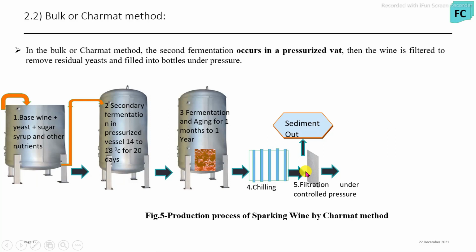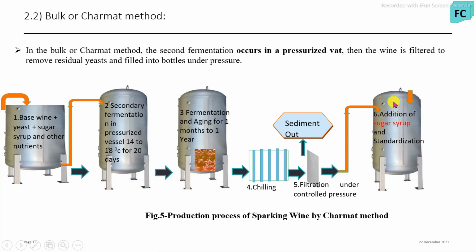This chilling, filtration, and all other processing steps are carried out under pressure, as the carbon dioxide present must be retained in the final product. In the filtration process, the sediment particles, that is the dead yeast cells and other sediment particles, are removed. After that, the wine is passed into the dosing tank, in which sugar syrup is added to standardize the wine as per our final requirement, and also standardized with respect to alcohol content, and finally it is packed into bottles.